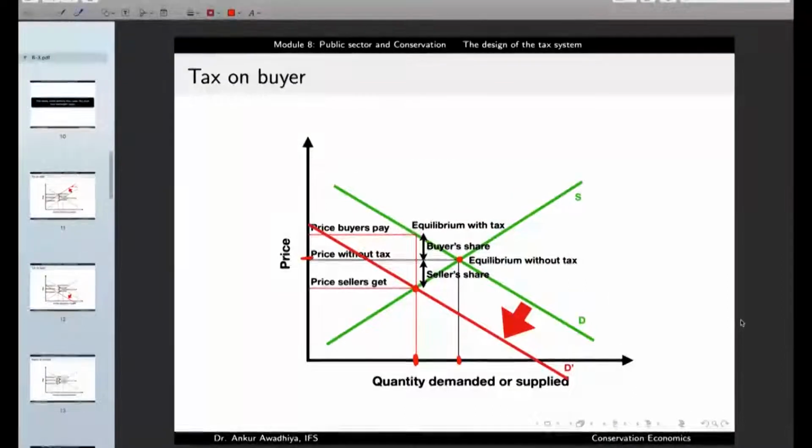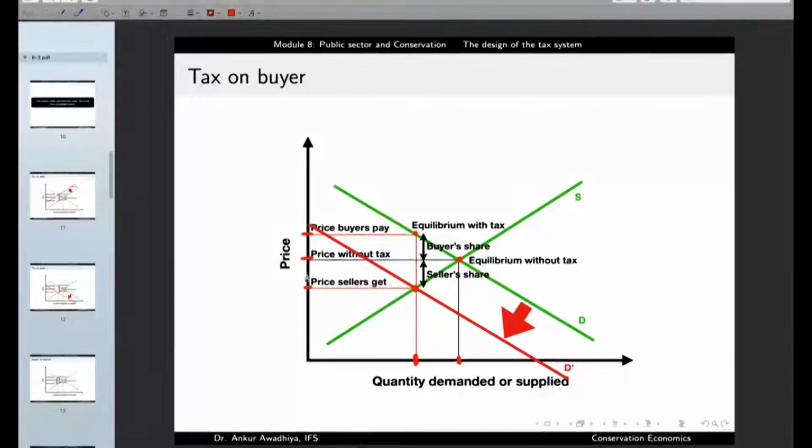And another thing that happens is that the price that the sellers will get is given by the point where this new demand curve is cutting the supply curve. Now, the supply curve in this case does not shift. So this is the price that the sellers get. And to get the price that the buyers must pay, we can draw a vertical, and this vertical cuts the demand curve at this point, and this is the price that the buyers will have to pay.